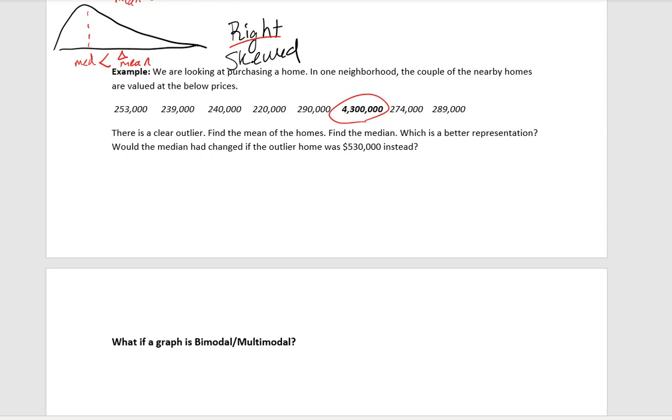Now what I want you guys to do, using StatCrunch or by hand, is find the mean of the homes and find the median. Okay? We want to know which is the better representation. So what would be a better representation is the median. The reason the median is better is because the mean is high due to the outlier.